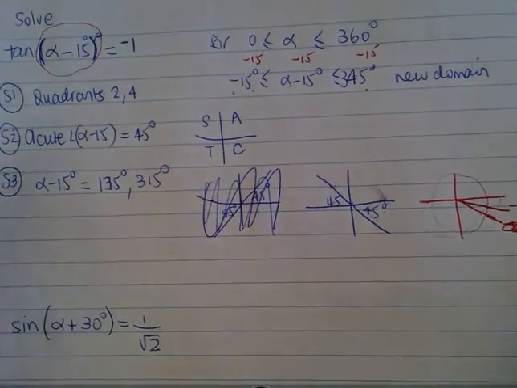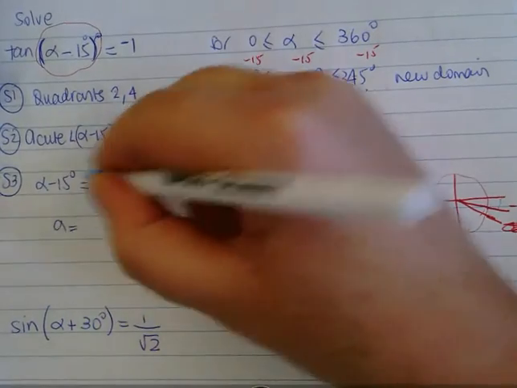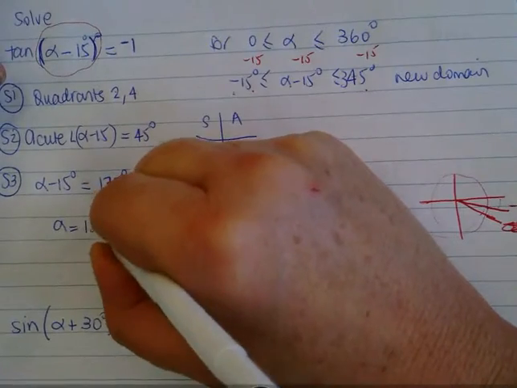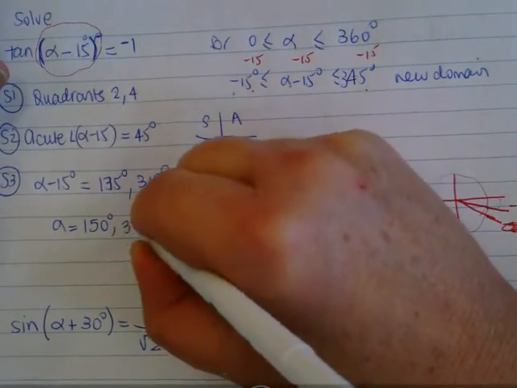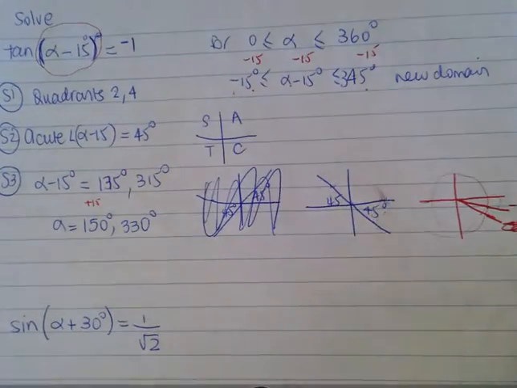What do I do now? Add 15. So I add 15 to both of those. And what do you get? 150 and 330. So what I'm doing now is adding 15. All right?